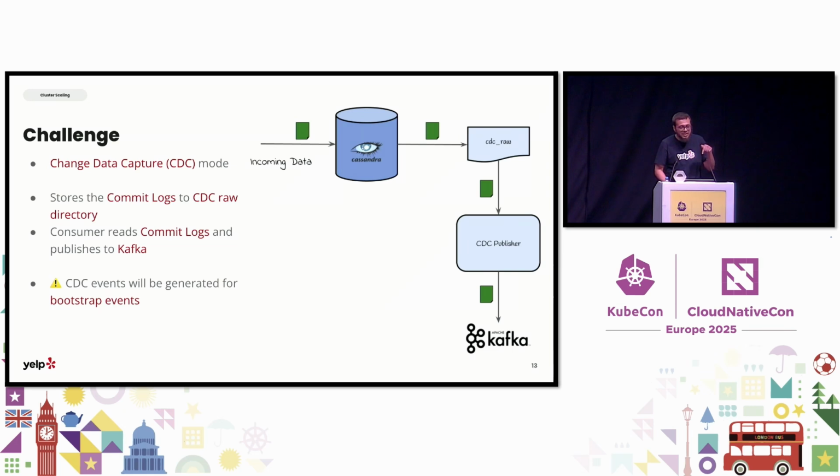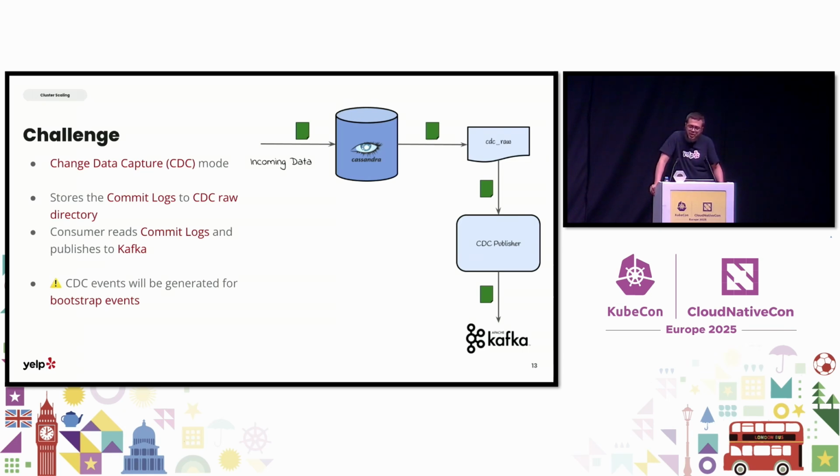When CDC mode is enabled, something extra happens where this commit log gets replicated into another special CDC raw directory from where independent consumers can read those commit logs and process according to the business needs. In our case, we publish these events into Kafka, and from there we ensure that the downstream system gets synced. Now, CDC is controlled by a configuration property called cdc_enabled that determines whether this mode is active or not.